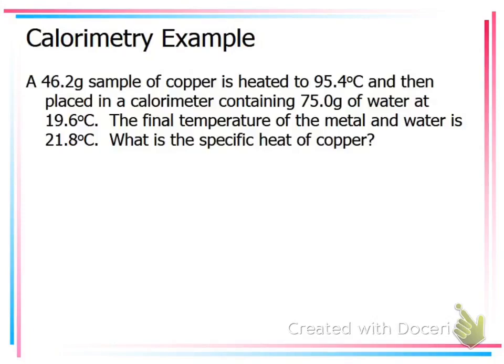Okay, so here we have an example. This example is going to be exactly like how we're going to do it for the lab tomorrow, so pay attention. We have a sample of copper. It's being heated and then placed in a calorimeter containing some water at a different temperature. The final temperature of the metal and the water together is 21.8. What is the specific heat of copper? Okay, so we already know what the specific heat of water is. What is it?